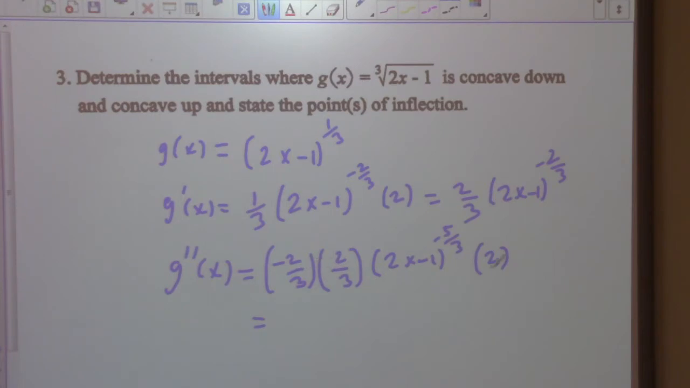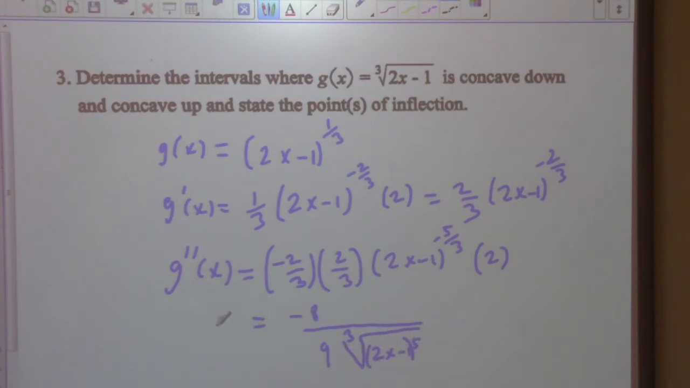Times what? Times 2 again. Okay. So we go ahead and work all this up. In the numerator, we got negative 8, and down in the denominator, we got 9, and then we have the third root of 2x minus 1 to the 5th power, right?